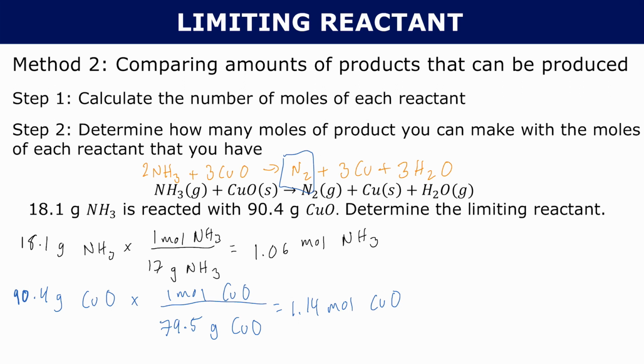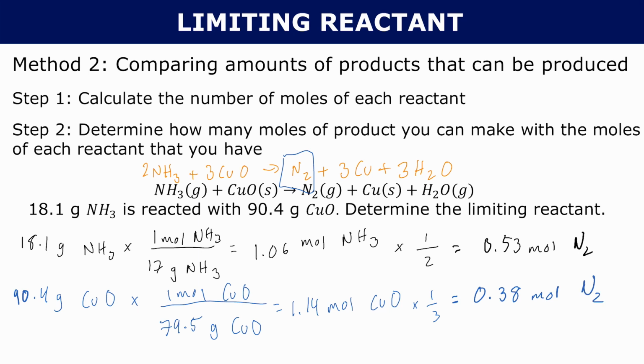So how many moles of nitrogen gas are we going to produce with 1.06 moles of ammonia? Well, since nitrogen gas and ammonia are in a 1 to 2 ratio, if we multiply this number by 1/2, we should get how much nitrogen gas will be produced. So this will come out to 0.53 moles of nitrogen gas. And for the copper oxide, we need to multiply this value by 1/3. And that's because nitrogen and copper oxide are in a 1 to 3 ratio. So with 1.14 moles of copper oxide, you can make 0.38 moles of nitrogen gas.